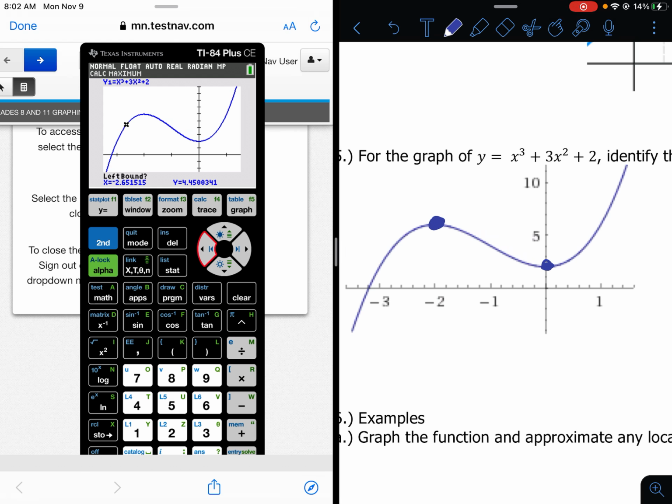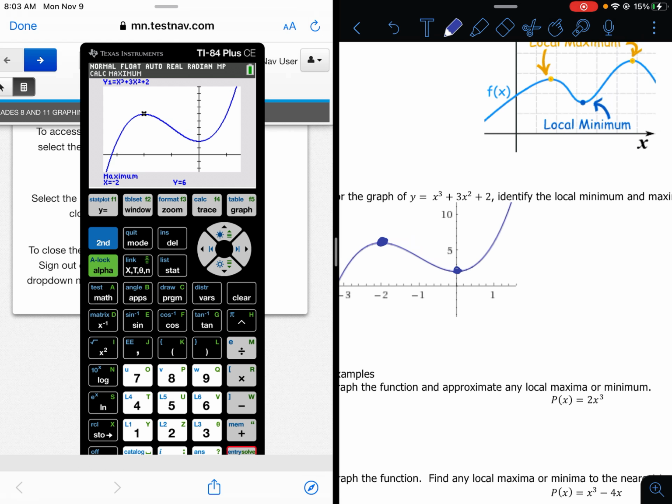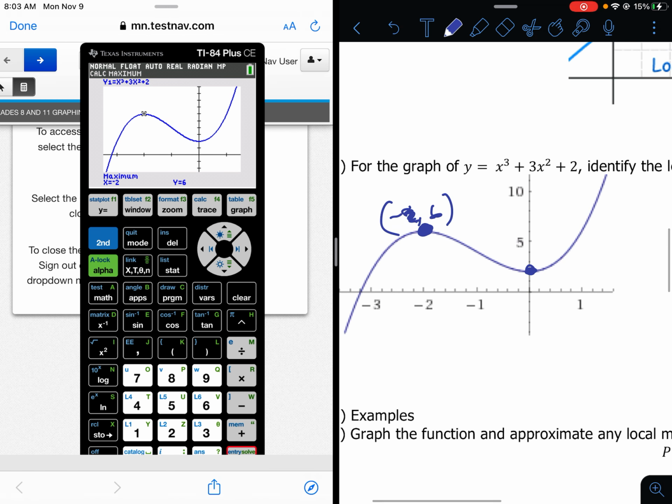You want to go just a little bit left of that, hit enter, so that you get the little bar, and then go a little bit right of it, enter, and enter a third time, and that will give us our local max, which we write as a coordinate. So the local max is, I'll just write it right above the dot here, -2, 6. On a test or a quiz, you'll have a spot for this. We don't really have any spots here, so I just wrote it on the graph. -2, 6.